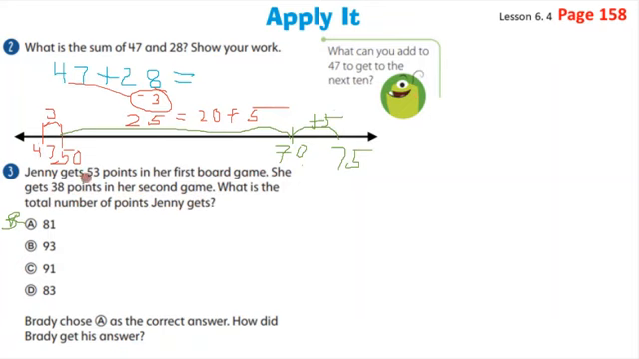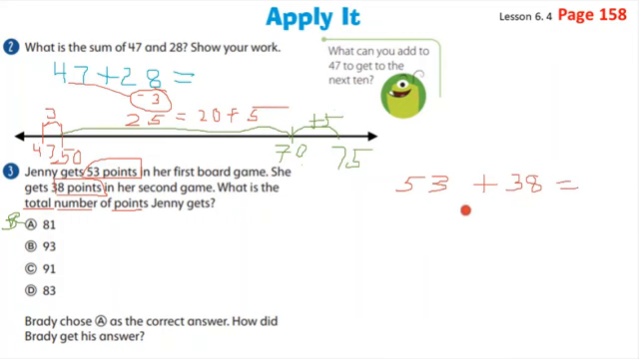So Jenny gets 53 points in her first board game. She gets 38 points in her second game. And it says, what is the total number of points? Okay, this is going to be 53 plus 38, and that's going to be equal to some number. I'm just going to leave that blank for right now.